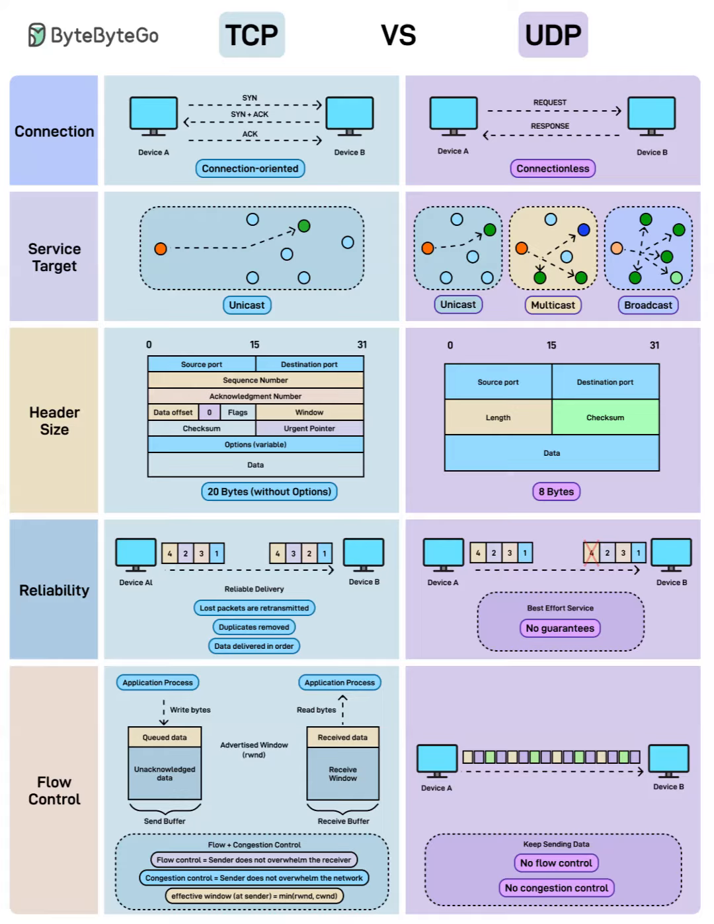UDP also commonly supports multicast and broadcast patterns for group delivery, which is useful for service discovery and real-time distribution on local networks. TCP generally sticks to unicast streams that maintain reliable, ordered delivery semantics.